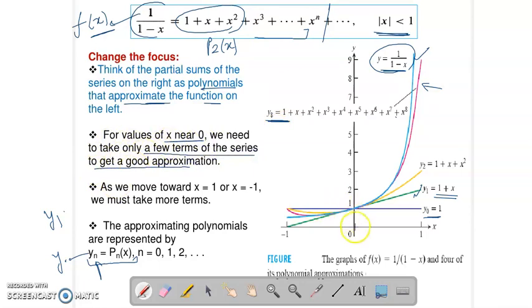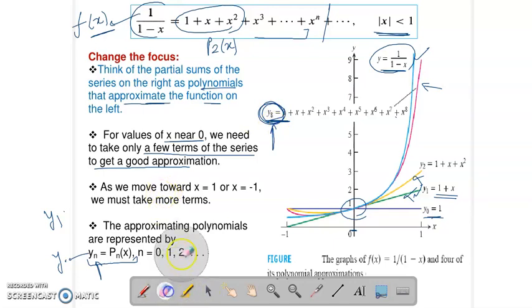You see near here, near x equal to 0, at x equal to 0, the value of the function is 1, and most of the curves will give you a good approximation, right? Even the ones with a lesser number of terms, say y0, y1 which has only 1 plus x, still you will get a good approximation for values near 0. But for values going away from 0, say towards 1, you see this is not a good approximation. This is not a good approximation, but the higher degree polynomial y8 is giving you a good approximation.